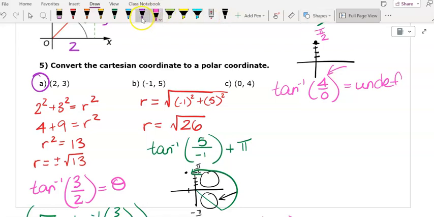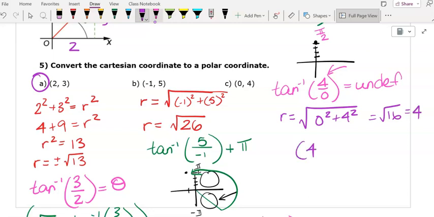Okay. My r in this case is really straightforward. You're just going to do 0 squared plus 4 squared. Well, that's going to get me the square root of 16, which is just 4. So your final answer in this one would be 4, pi over 2. I was able to do that without doing any sort of calculating. I just knew it was pi over 2 because of plotting it right here and seeing that it's straight up.